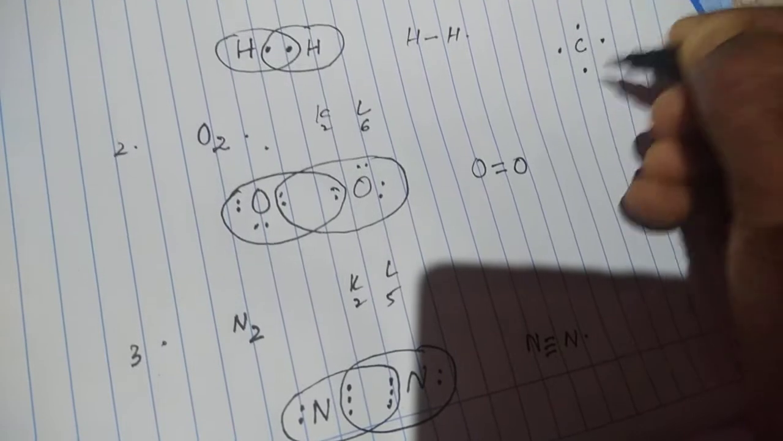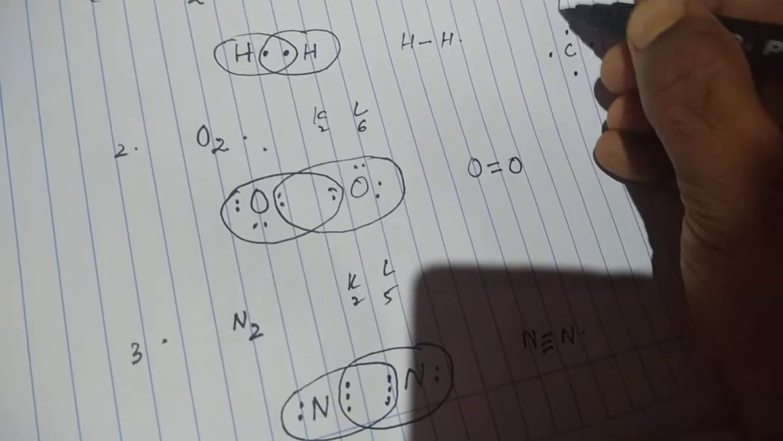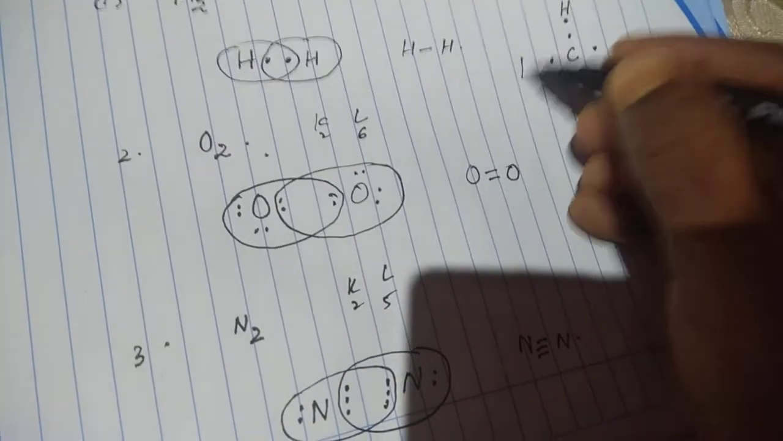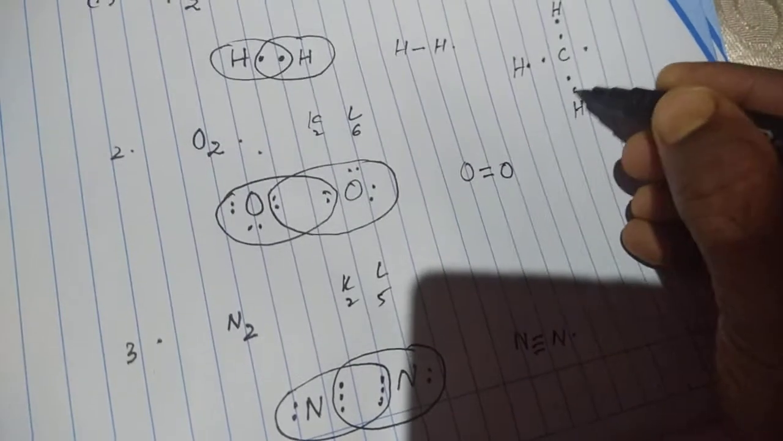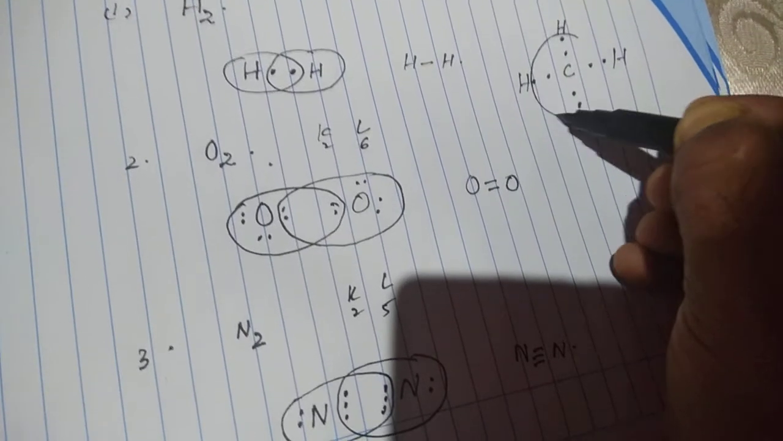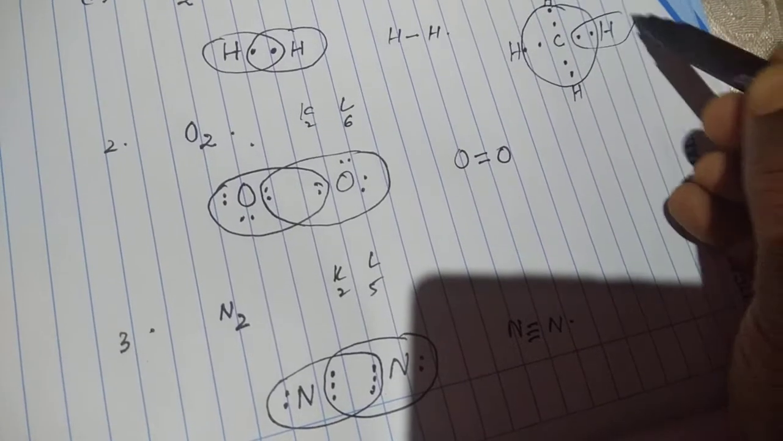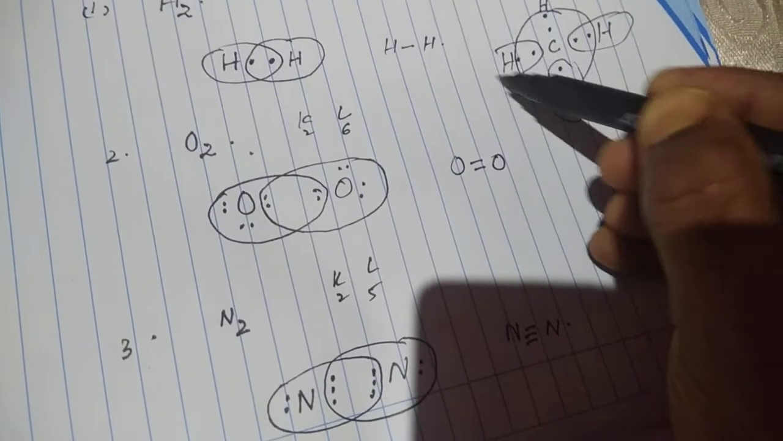Number 4, that is CH4, methane. Carbon is tetravalent, which means it has 4 valence electrons. Now it needs 4 electrons to complete its octet. Now hydrogen, hydrogen, hydrogen, and hydrogen. So carbon gets the 8 electrons by sharing electrons with the hydrogens. So this is the electron dot structure of methane.